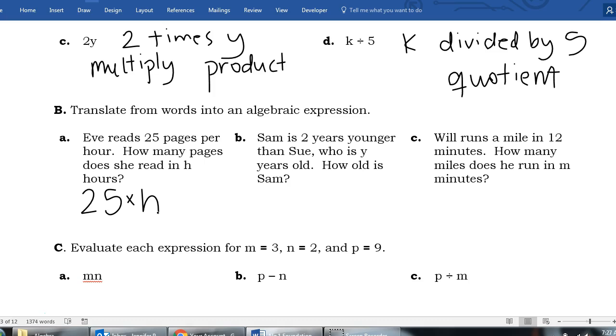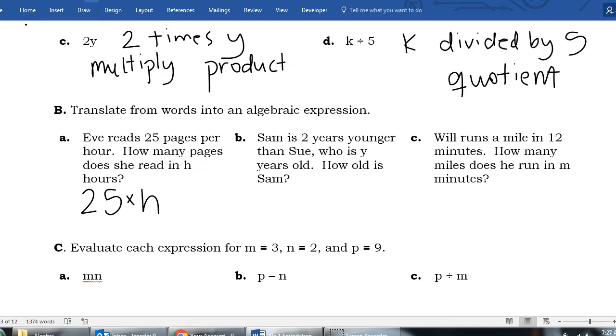If it's kind of hard to figure out which operation you should use, I think about instead of saying the letter, put in a number there. So if she reads 25 pages per hour, how many did she read in 3 hours? It would be 25 and 25 and 25, which is really the same as 25 times 3. So I would do 25 times h to do that.